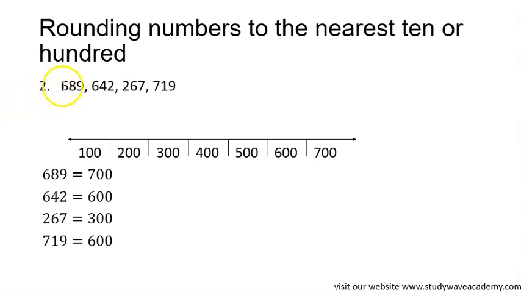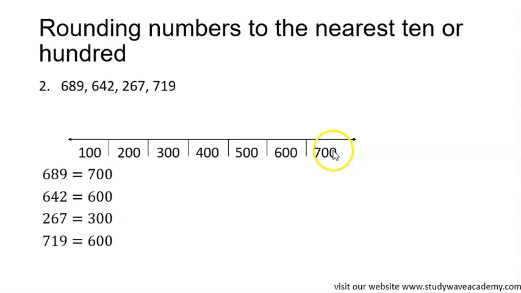Now let's look at rounding to the nearest 100. So we have the numbers here: 689, 442, 267, and 719. We have our number line here. This is 100, 200, 300, 400, 500, 600, 700. So let's start with the first number we have. 689. 689 should be placed where? Between 600 and 700, right?